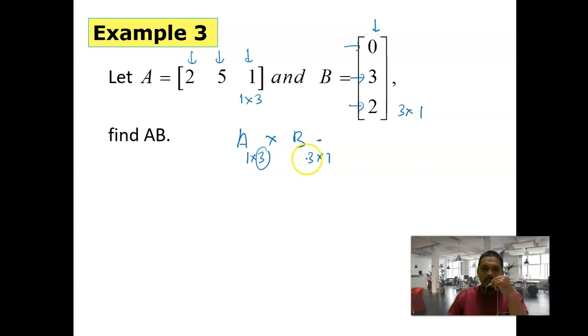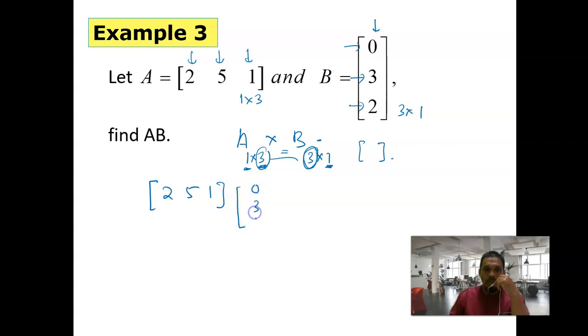So the column of matrix A is equal to the row of matrix B. They are equal, so we can simply multiply between these two, and we will get the result of matrix A times B with a size of 1 times 1, which I think will give you 1 value. Okay, for example here, 2, 5, 1 multiplied with 0, 3, 2. The first one, 2 multiplied with 0.